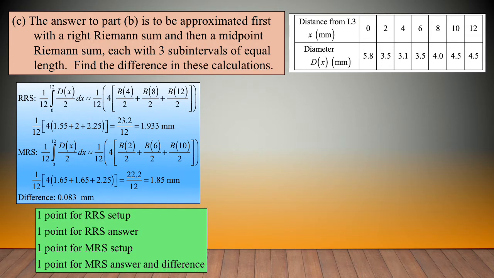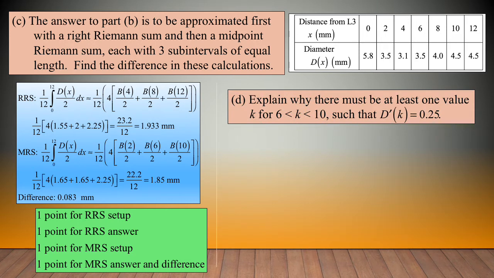For points, 1 point for the right Riemann sum setup and 1 point for the right Riemann sum answer. 1 point for the midpoint Riemann sum setup and 1 point for the midpoint Riemann sum answer and the difference.